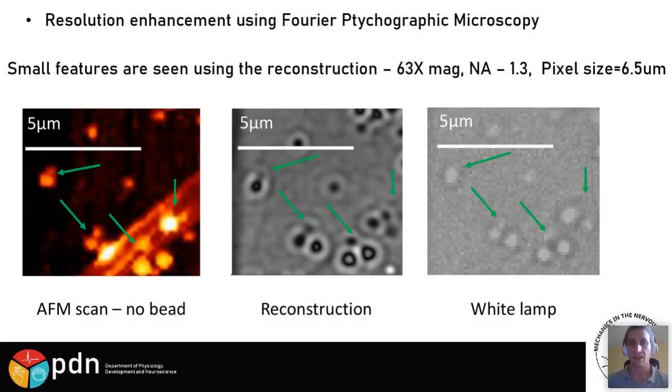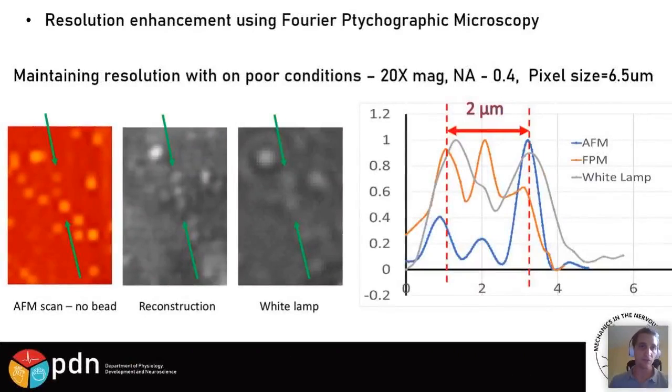This is a 63x magnification with a numerical aperture of 1.3. Bear in mind that the pixel size is 6.5 micrometers, which will give you other limitations on your imaging. Moving to 20x with a much poorer numerical aperture, you still see that our system manages to resolve beads. You can see on the left a high resolution AFM scan, no beads attached. In the middle, our reconstruction, and on the right, the white lamp image that just didn't see the last bead. And again, bear in mind the pixel size, 6.5 micrometers. At this magnification, actually 2 pixels are just the numerical aperture.